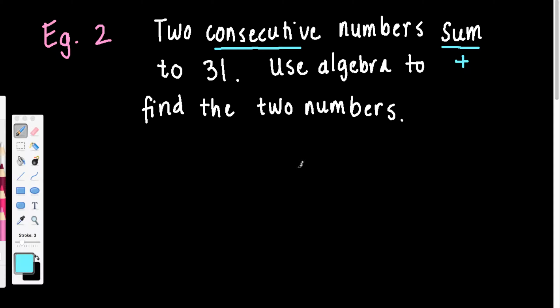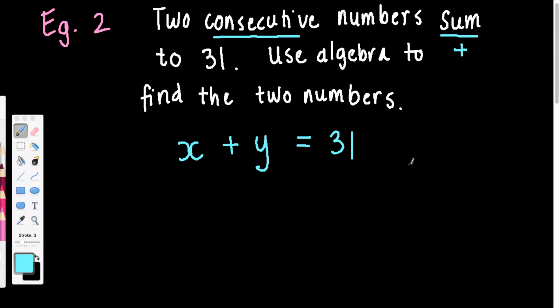Okay, they sum to 31. Find the two numbers. So I'm going to say that when I take my number and add it to the other one, the sum of them has to be 31. I'm starting off with that equation because that's probably the most obvious one here. My two numbers are x and y because I don't know what they are, but they have to add up to give me 31. The other thing that's important here is that they're consecutive.